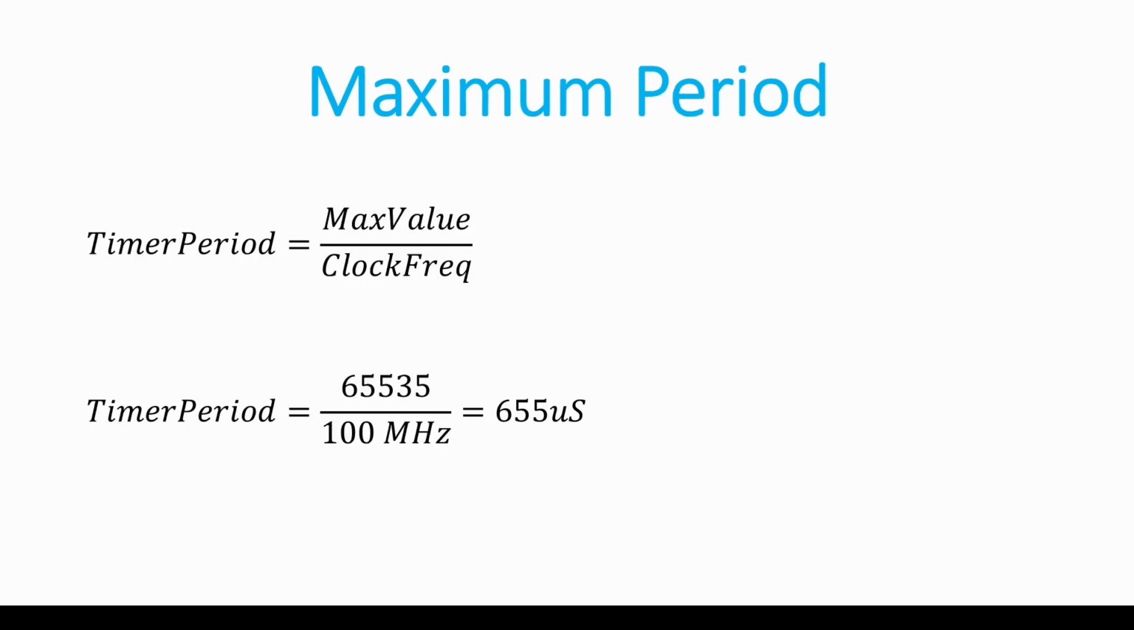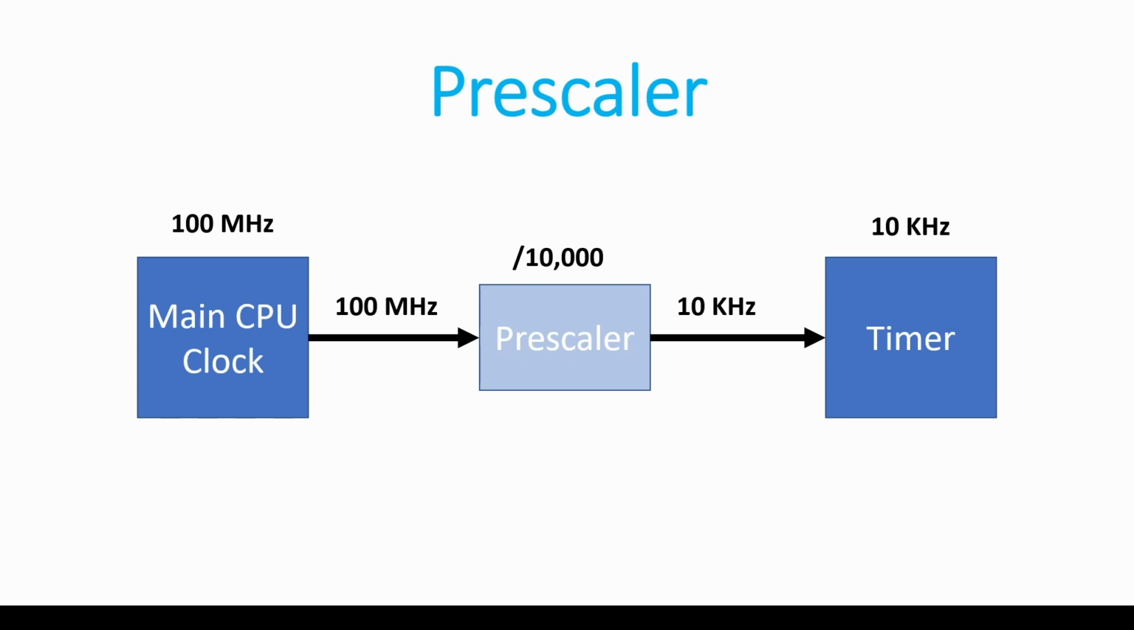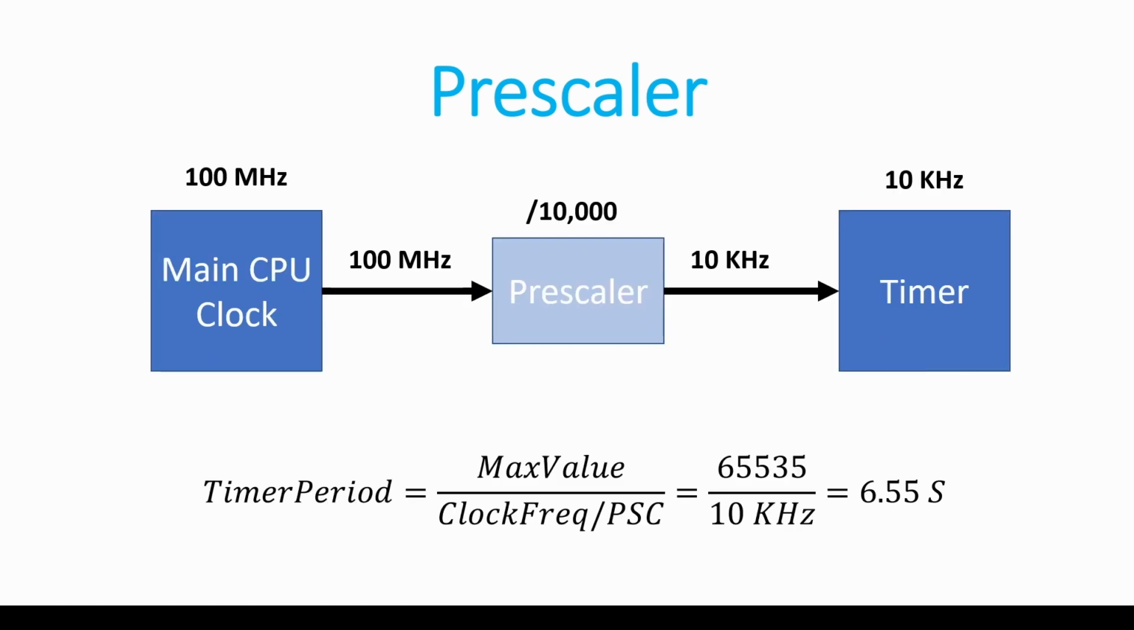So, if we were using a 100 megahertz clock, the max time we could count up to is 655 microseconds, which isn't very useful. Fortunately, we could fix this by using a prescaler. The prescaler sits between the clock and the timer. Its job is to divide the frequency of the clock to a lower value. So, for instance, if the main clock is at 100 megahertz, we can use a prescaler of 10,000 to reduce the counting speed to 10 kilohertz. So now, with the addition of a prescaler, we can count all the way up to 6.5 seconds.